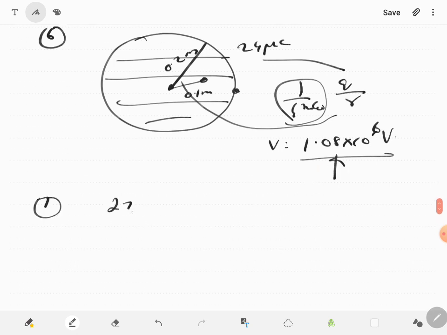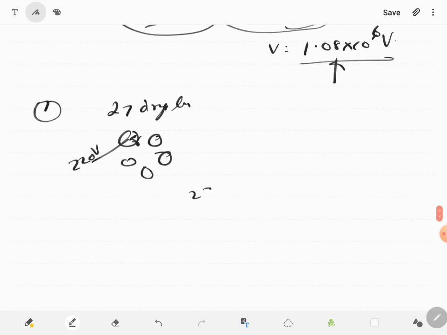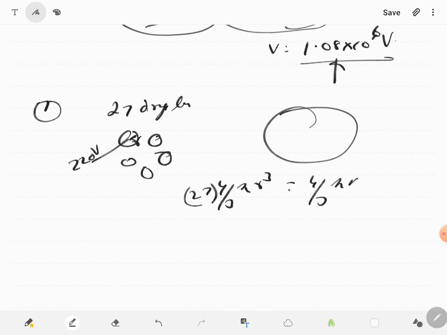There are 27 droplets, each one at a potential of 220 volts, and the radius of each is, let's keep it a small r. And 27 such droplets, 27 into 4 by 3 pi small r cube, are coalescing to form a bigger droplet of volume 4 by 3 pi capital R cube.